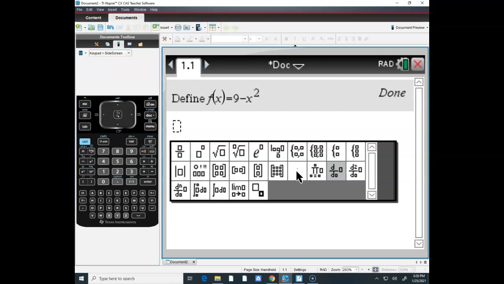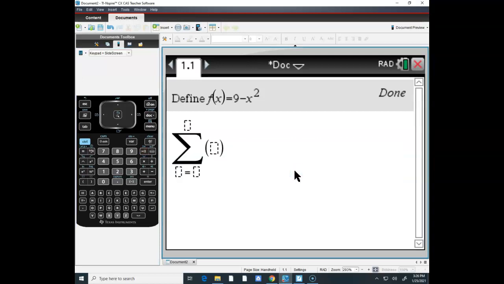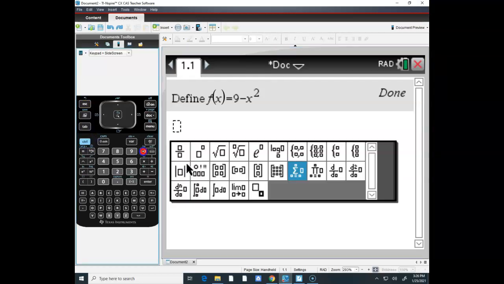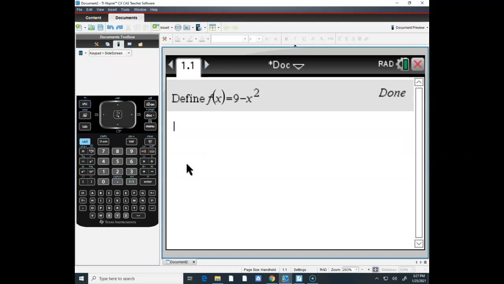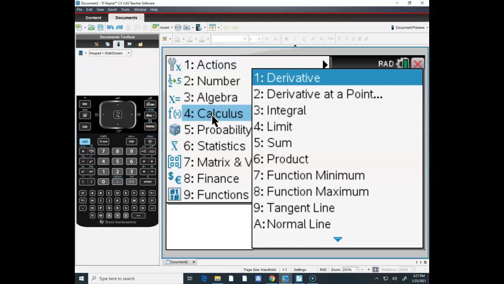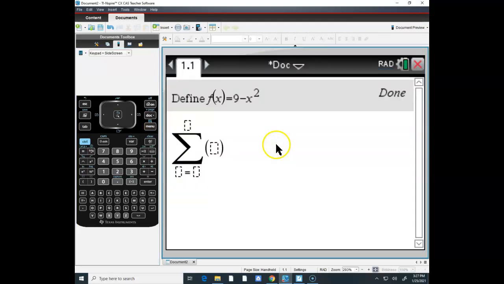Well, from here, there's two ways to get at the sum. It's either that guy right here, which isn't working in my calculator, it gives me the big E summation. If I go back now, I can hit my little template right there next to the book, and it's the one that's highlighted right there. Or if you didn't want to use that, you can say menu, go to calculus number 4, and this is going to be sum number 5.